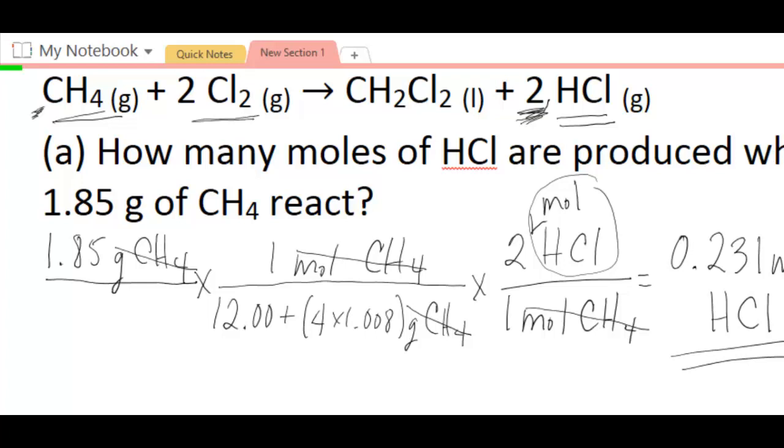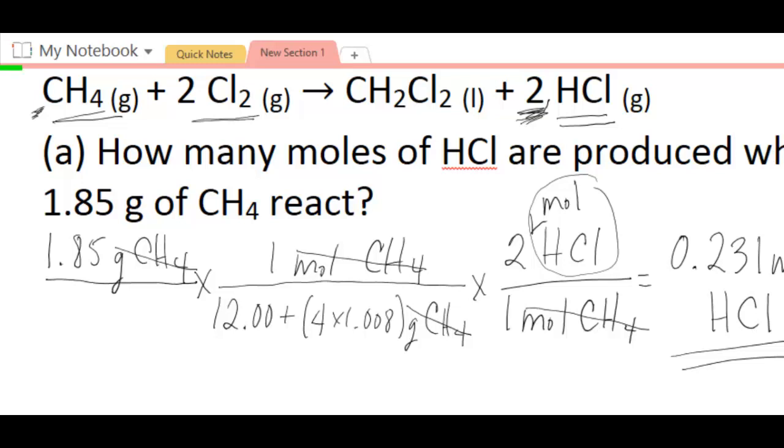Part B says, how many grams of chlorine gas are needed to produce 2.42 grams of hydrochloric acid? You want to do something similar here, where you're going to relate grams of chlorine to grams of hydrochloric acid by converting both of them into moles. So you can start with what you know. You know you have 2.42 grams of hydrochloric acid.